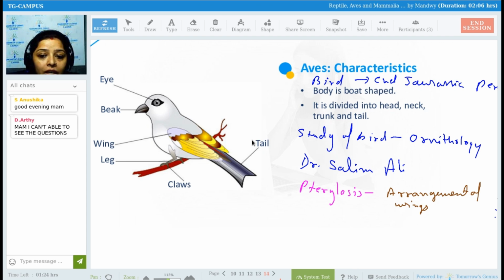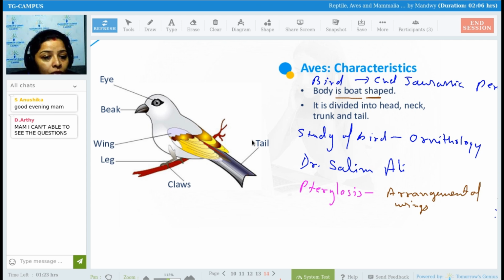You can see the shape of the body of the bird looks like a boat. They are sitting in such a way that the tail is moving down, but the overall body is boat-shaped. Are you getting me? The whole body is divided into head, neck, trunk and tail.